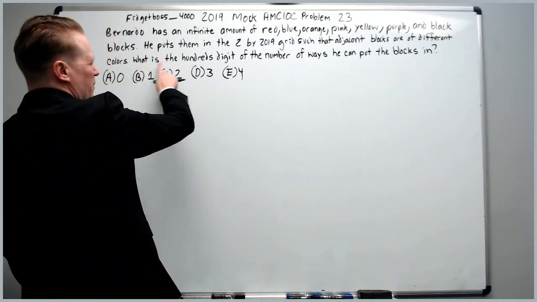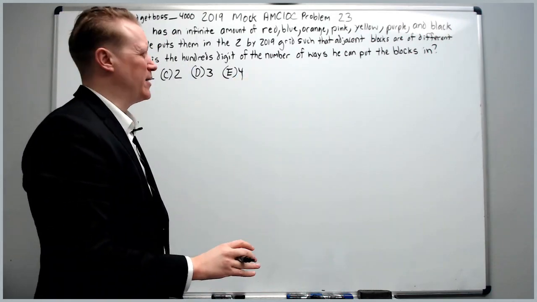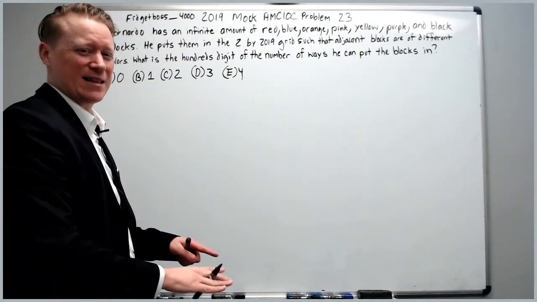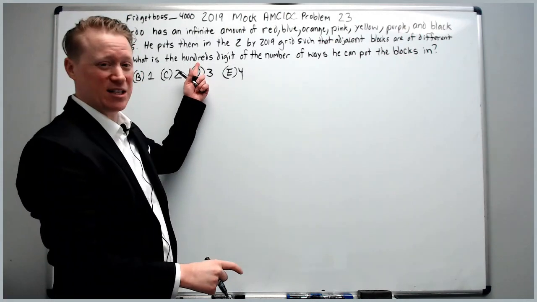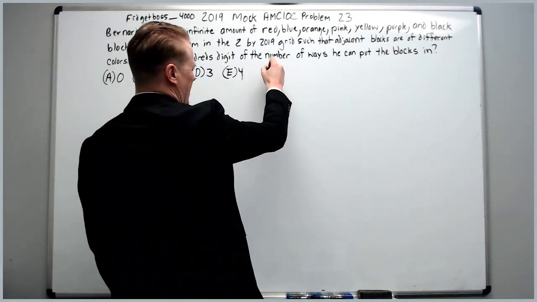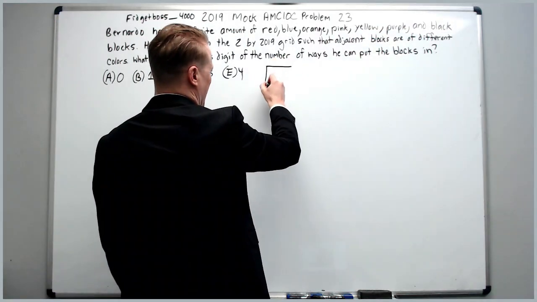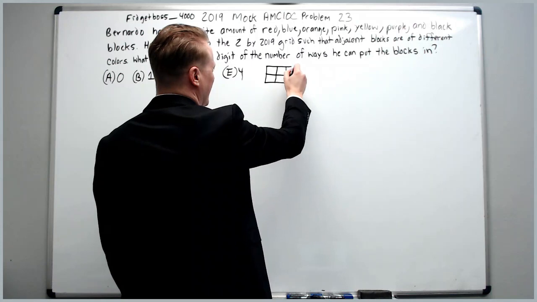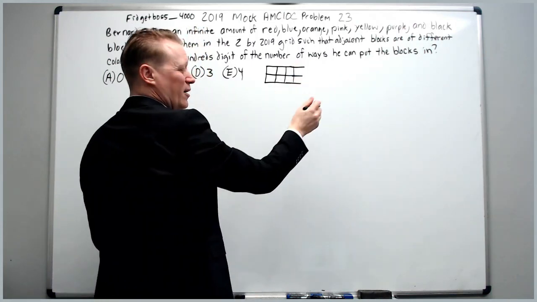Okay, so don't worry about the hundreds digit part of it. Worry about finding the number of ways he can put the blocks in. Find that first, then think of a strategy to handle the hundreds digit aspect. So for starters, let's make a little grid that goes a column of 2 and then keeps going to the right. We don't need to really go that far.